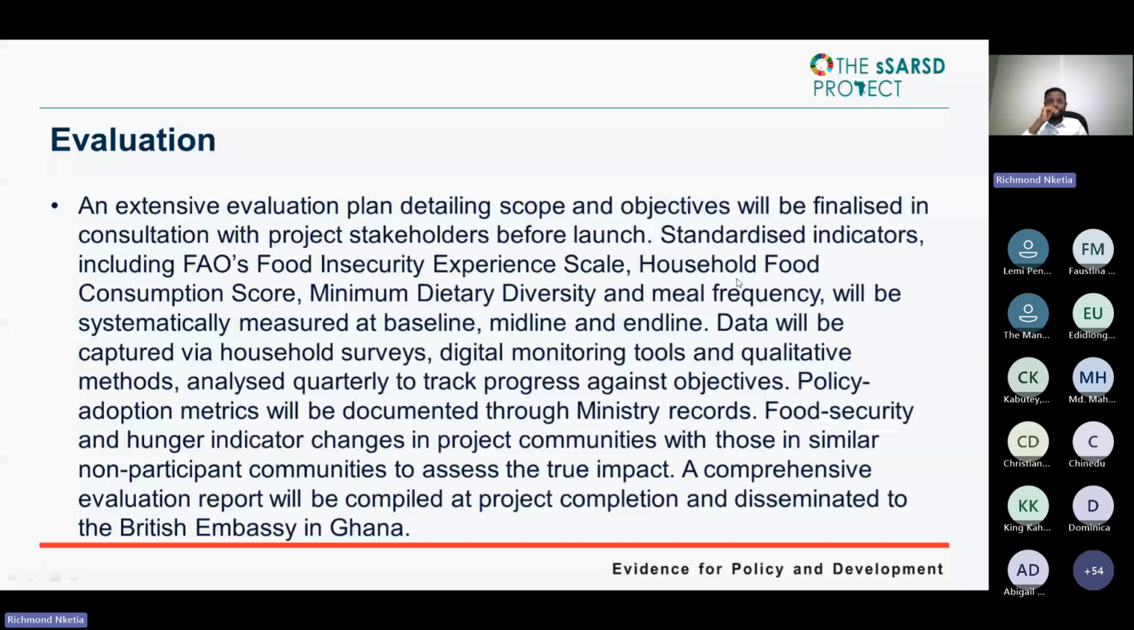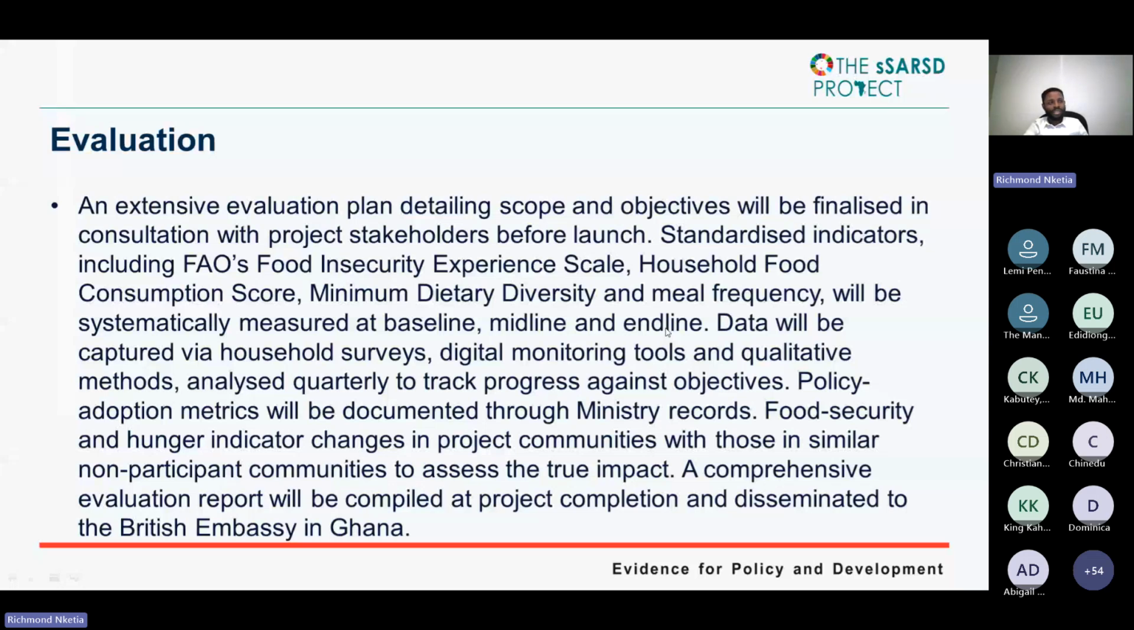So before you start your project, you'd indicate what the baseline is. So what is the prevalence of food insecurity? You note down. What is the prevalence of hunger among the population? You note down. How many agroecological gardens you have there? You note down. So you take all those things and note them down because they will serve as the benchmark.